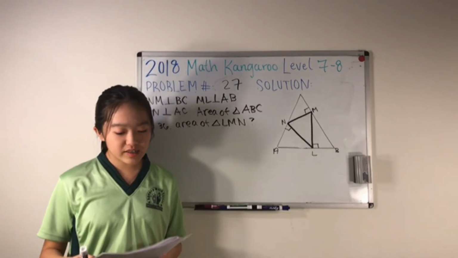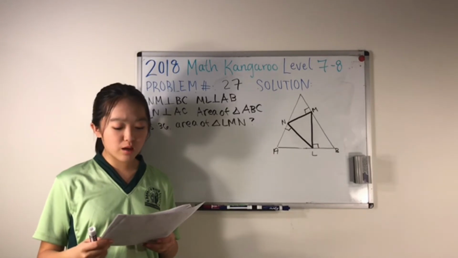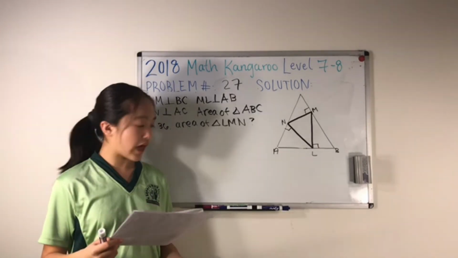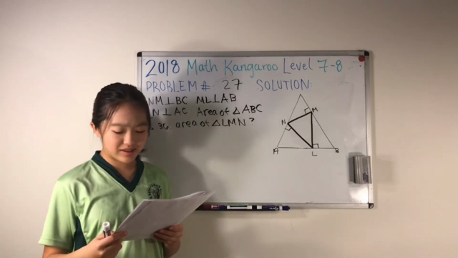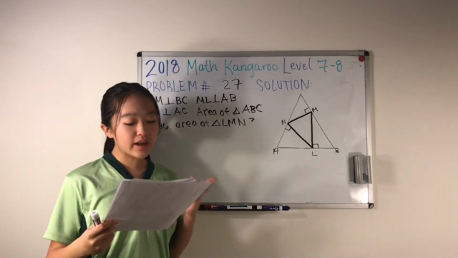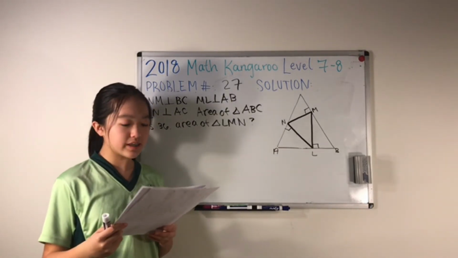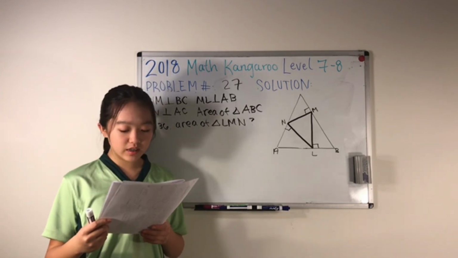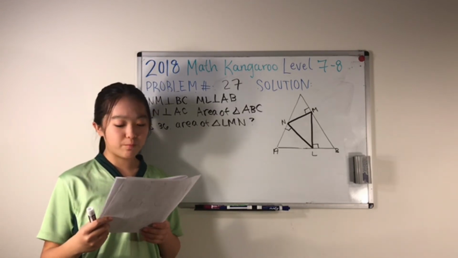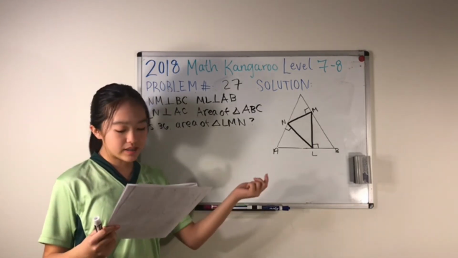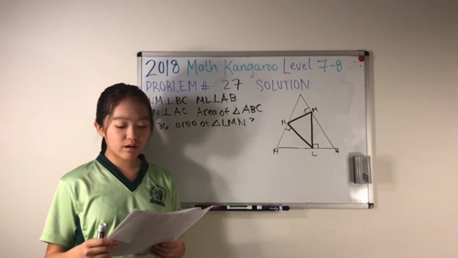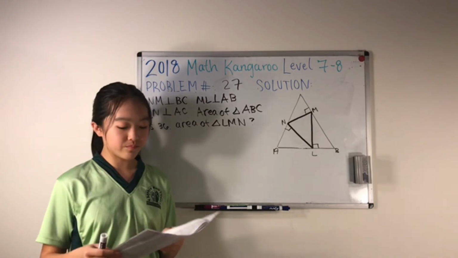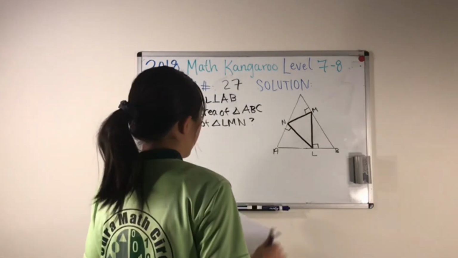Problem number 27 states, points N, M, and L lie on the sides of the equilateral triangle ABC, such that NM is perpendicular to BC, ML is perpendicular to AB, and LN is perpendicular to AC, as shown in the diagram. The area of triangle ABC is 36. What is the area of triangle LMN?